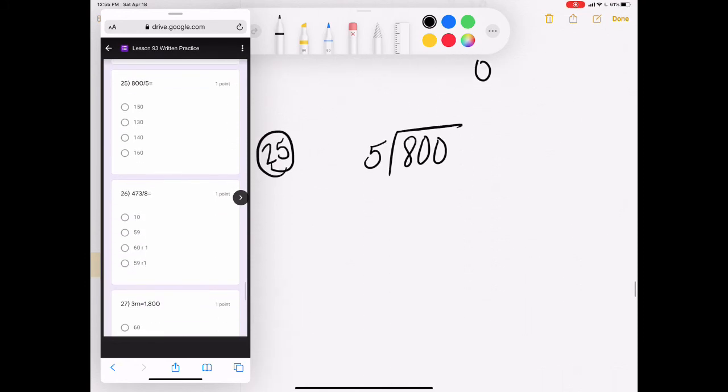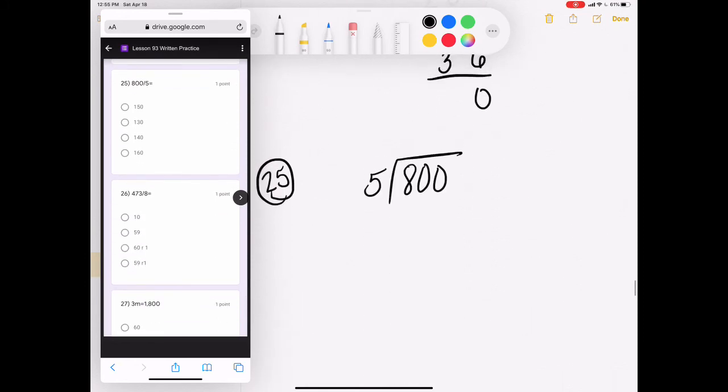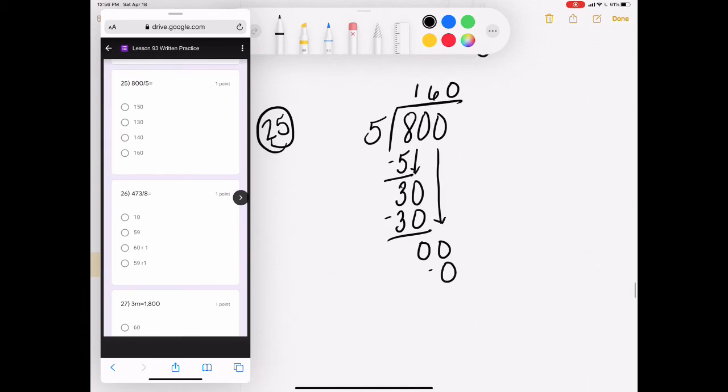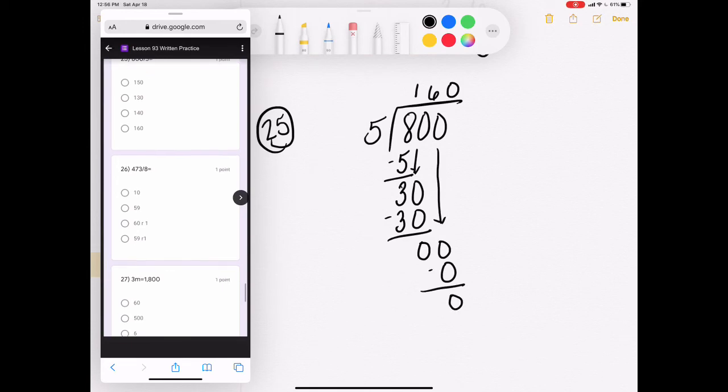Number 25. 800 divided by 5. 1 5 in the number 8. 1 times 5 is 5. 8 minus 5 is 3. Bring down a 0. How many 5s are in 30? 6 times 5 is 30. 30 minus 30 is 0. Bring down your 0. There are 0 5s in 0. 0 times 5 is 0, and there is no remainder. 25 is 160.